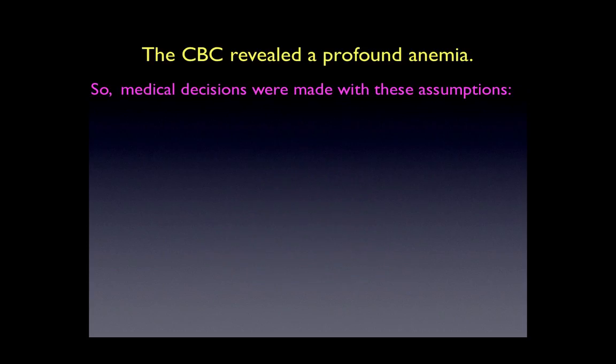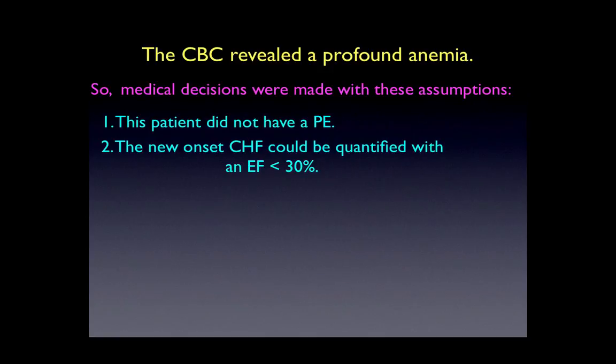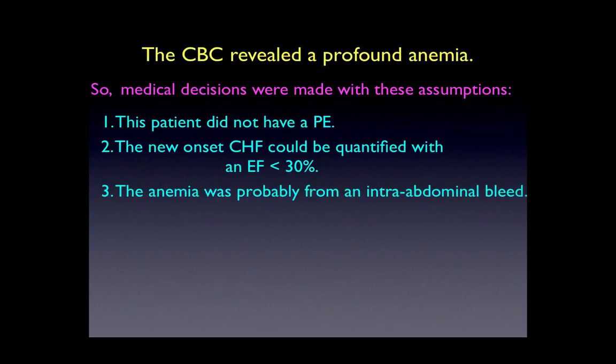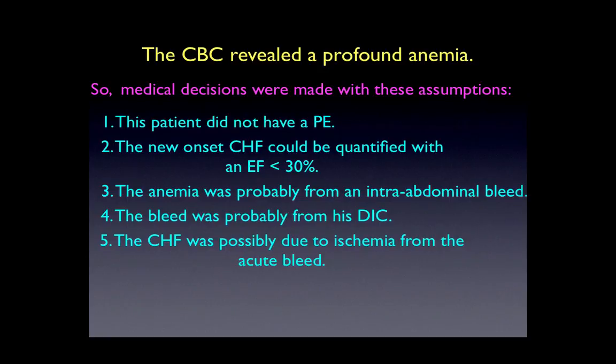The CBC revealed a profound anemia. So medical decisions were made with these assumptions. This patient did not have a pulmonary embolism as shown by the CT angio. The new onset of CHF could be quantified with an ejection fraction that was significantly decreased at less than 30%. The anemia was probably from an intra-abdominal bleed. The FAST scan showed free fluid, and the patient had a very significant anemia. The bleed might very well be from his DIC. And lastly, the CHF possibly could be due to ischemia from the acute bleed.